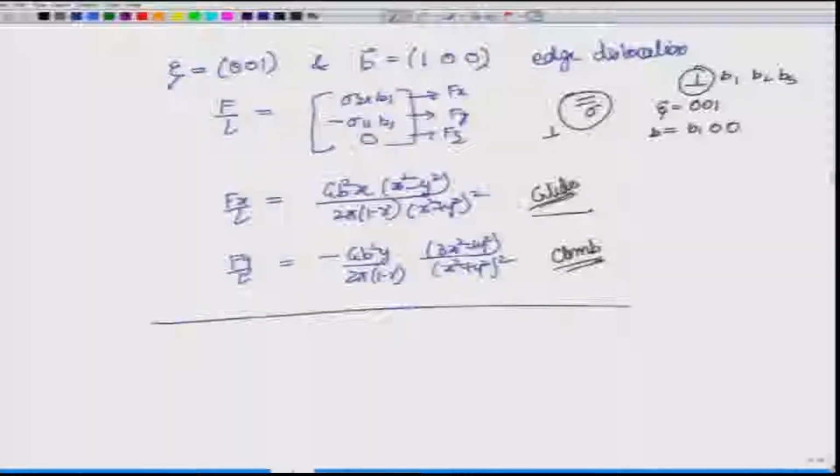Let us say we want to talk about the values at which Fx by L will be equal to 0. For what values of x? You can clearly see that if you put x equal to 0, then this will go down to 0. If you put x equal to y, meaning it is at a 45-degree angle, then again this term comes down to 0.